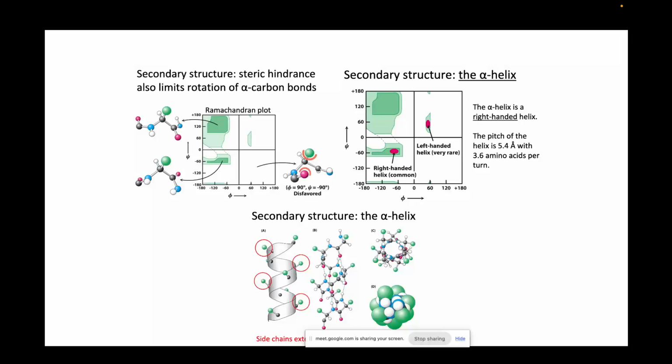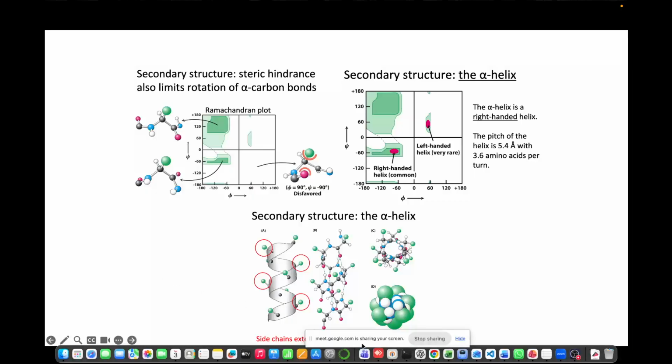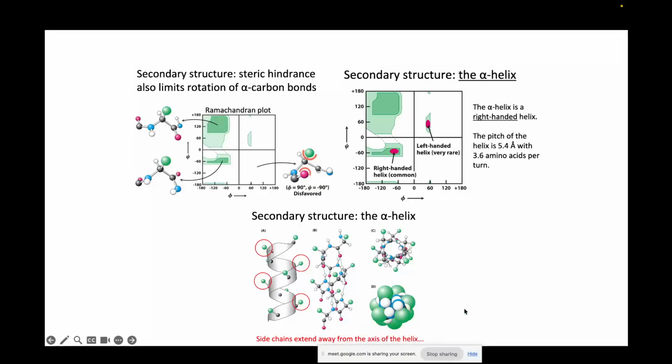So alpha helix is basically one type of secondary structure. Basically, there are two types. One is the alpha helix and the second is the beta sheet. The alpha helix forms a right-handed helix, and these are the details of it: 5.4 angstrom as the pitch of the helix and 3.6 amino acids per turn, and this is how the helical structure looks.